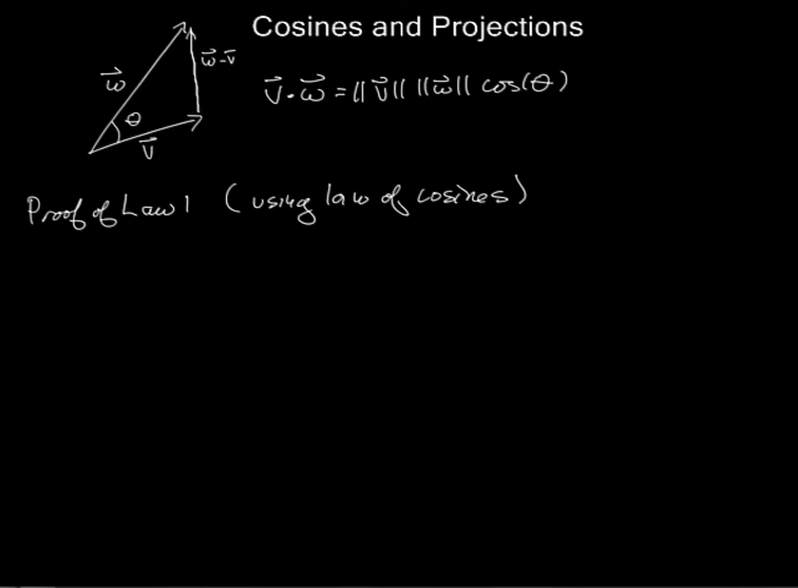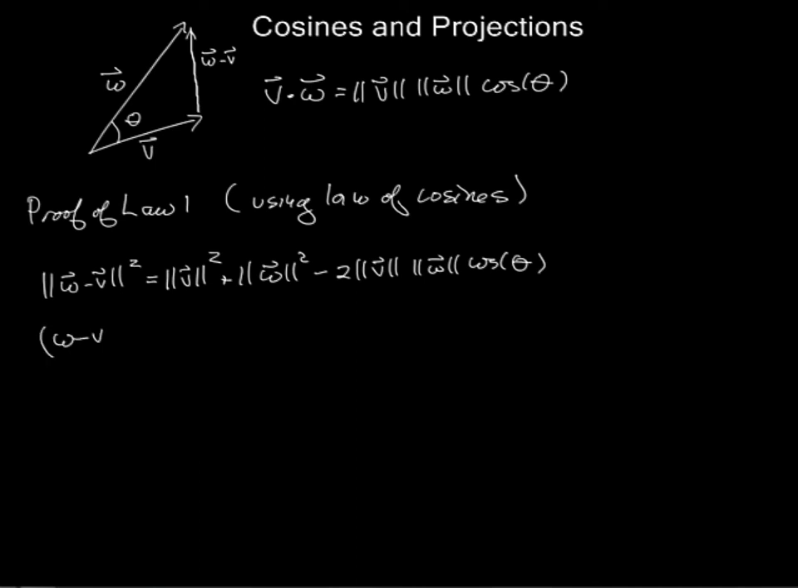So let's draw this third leg here. And what I know by the law of cosines is that the length of that leg squared is equal to the length of v squared plus the length of w squared minus 2 times the length of v, the length of w, cosine theta. And we're just going to basically write this out and cancel some terms to get what we want.